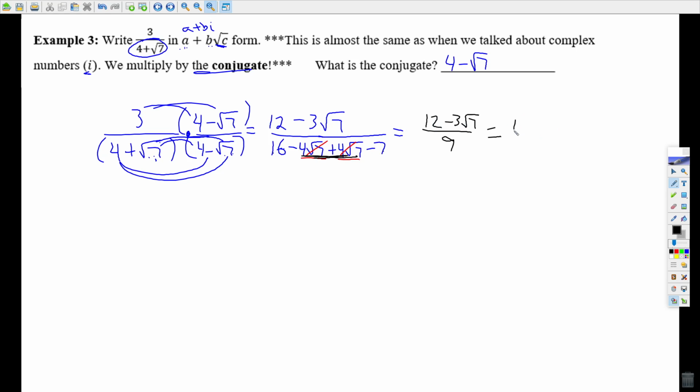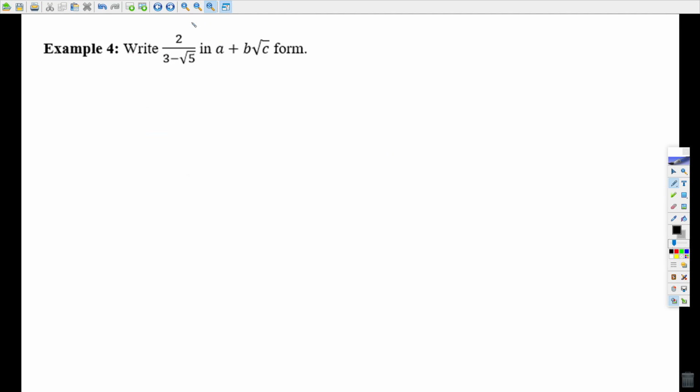Or if you want to, you could split it up this way. You could say it's 12 over 9 minus 3 root 7 over 9. Then we can divide everything by 3, besides the square root of 7, obviously. So it looks like our final answer will be 4 over 3 minus 1 root 7 over 3. And that's our answer. That's technically in the a plus b square root of c form, and that's also its most simplified version. All right, let's try another one.